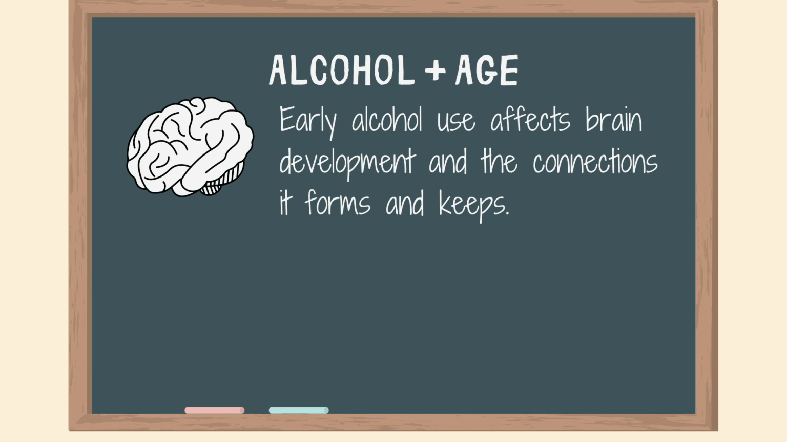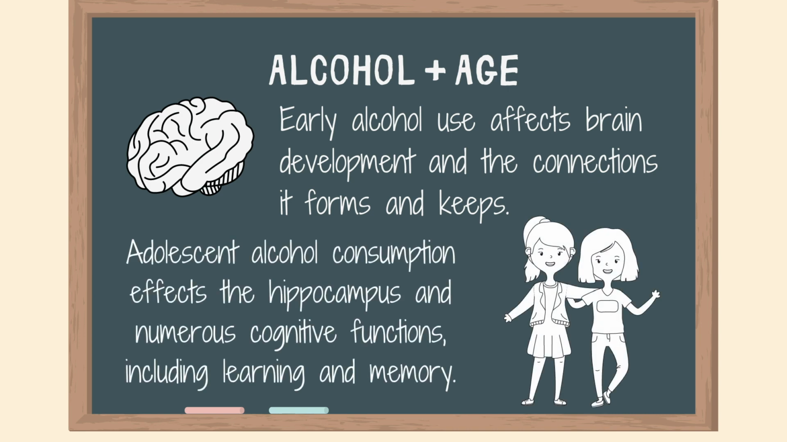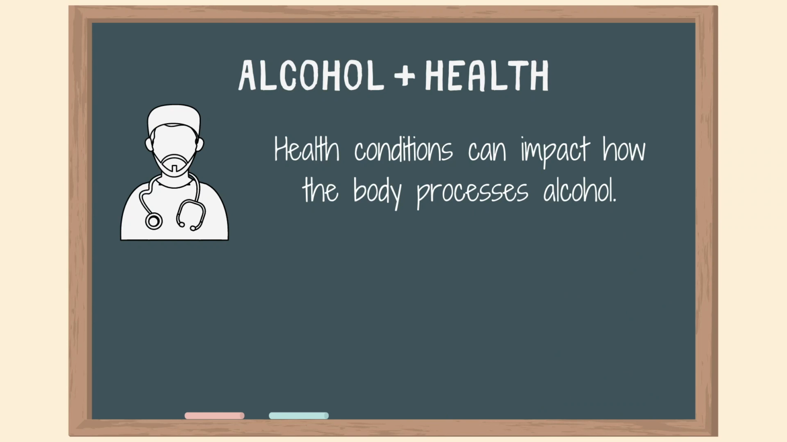One area of the brain that seems to be particularly affected by adolescent alcohol consumption is the hippocampus, which plays a role in numerous cognitive functions including learning and memory. The earlier a substance like alcohol is used, the more likely it is to form a more permanent connection in a developing brain.